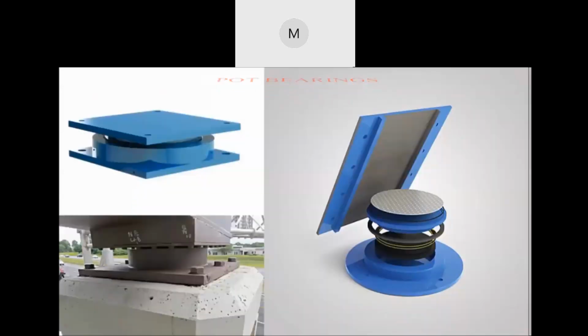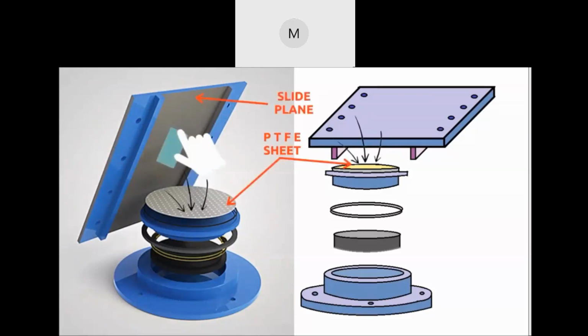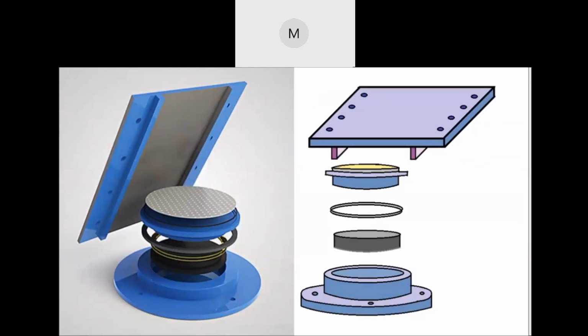Pot bearings are the combination of sliding bearing and elastomeric bearing. It allows three-dimensional movement in all directions. This is the top plate attached with the superstructure by bolting. This is the guide provided for the guidance during sliding of the plate. And this is the sliding plate which slides over the polytetrafluoroethylene sheet.